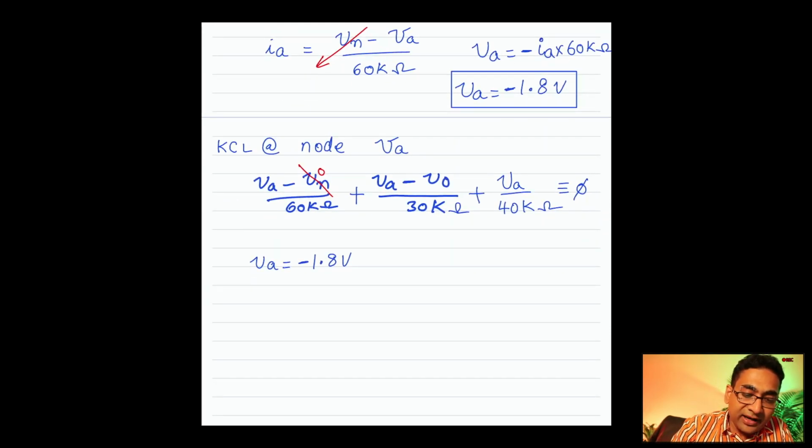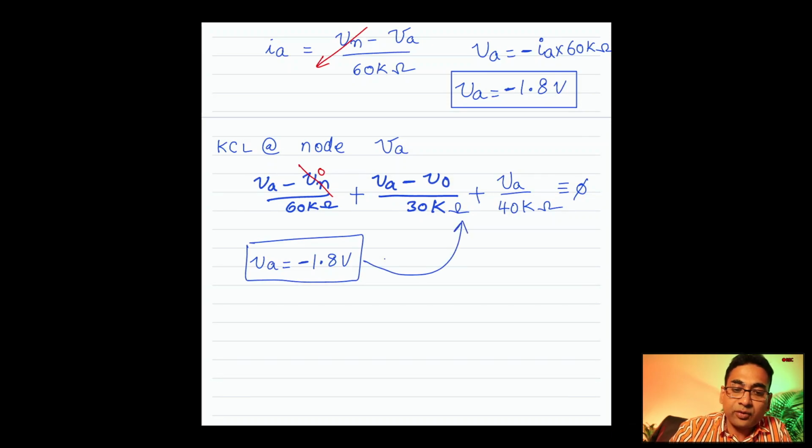So we know the value of VA. We can plug it in there. The only unknown is VO. So we can plug in the value of VA equals negative 1.8 in this equation. If you want to call this equation 1, plug in a value of VA, and then you'll see that VO is actually negative 4.05 volts.